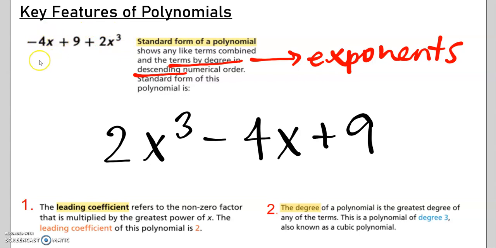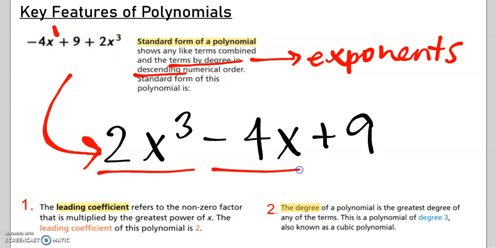Negative 4x, when there isn't an exponent, there's a 1, plus 9 plus 2x cubed. Right now, those exponents, the degree, goes from least to greatest, right? So this is not in standard form. We want to rewrite it like this. I have 3 terms, and we want those exponents, the degree, to be in decreasing order. That's why I put the 2x cubed first, then minus 4x, because that's to the first power, plus 9. There's no variable with an exponent there, so that's why it's a constant at the end. So that's standard form of a polynomial.